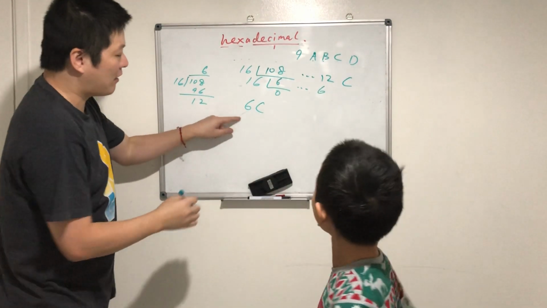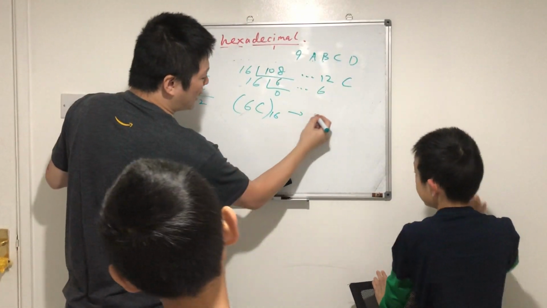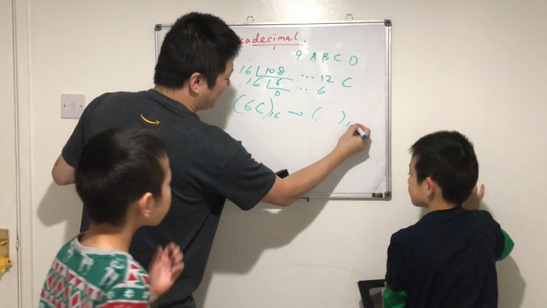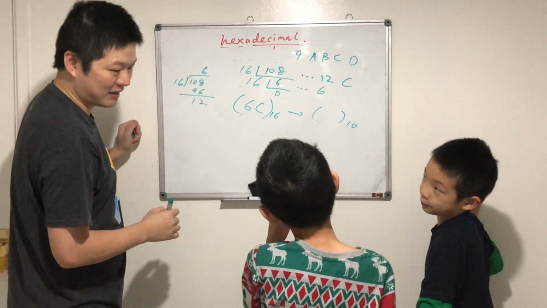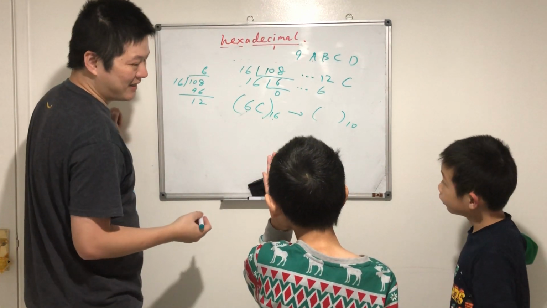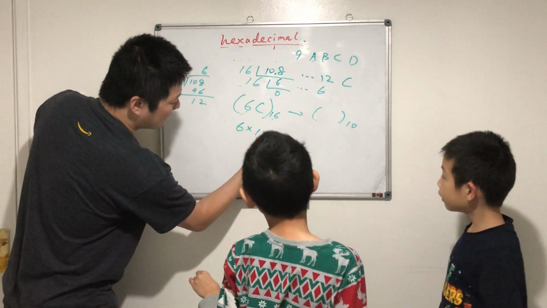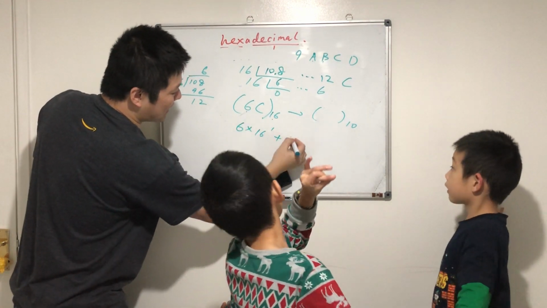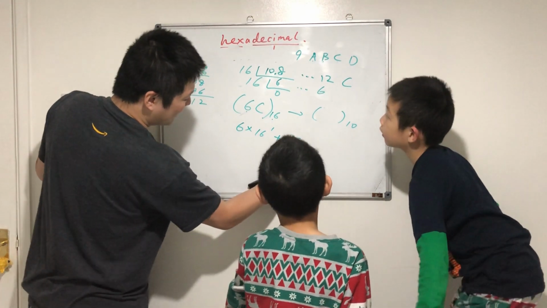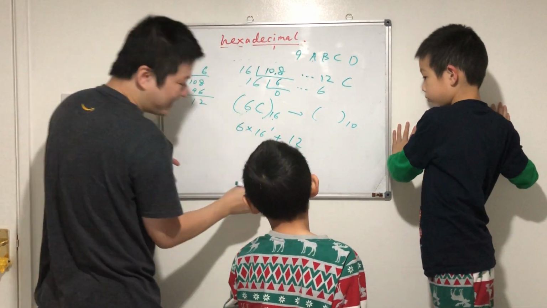Okay, so let's write it the other way around. What is 6C in base 16 in decimal? Let's write 6 times 16 plus C. C is 12. So let's look. You see? The other way around, right? Yeah, you got it.